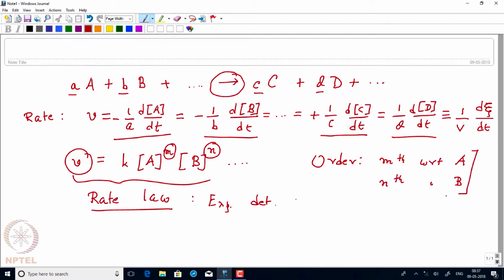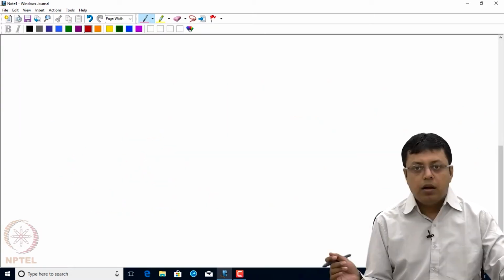Now again, this mth order or nth order, as I said, is coming from the rate law, which is an experimentally determined quantity. So the order of a reaction is an experimentally determined quantity. Now, the order of a reaction has a meaning if and only if I can write this equation like this, the way I have written it, A to the power m, B to the power n. There will be cases where we cannot write the rate in such a nice and compact form. Then in those cases, the order of a reaction doesn't have any meaning.